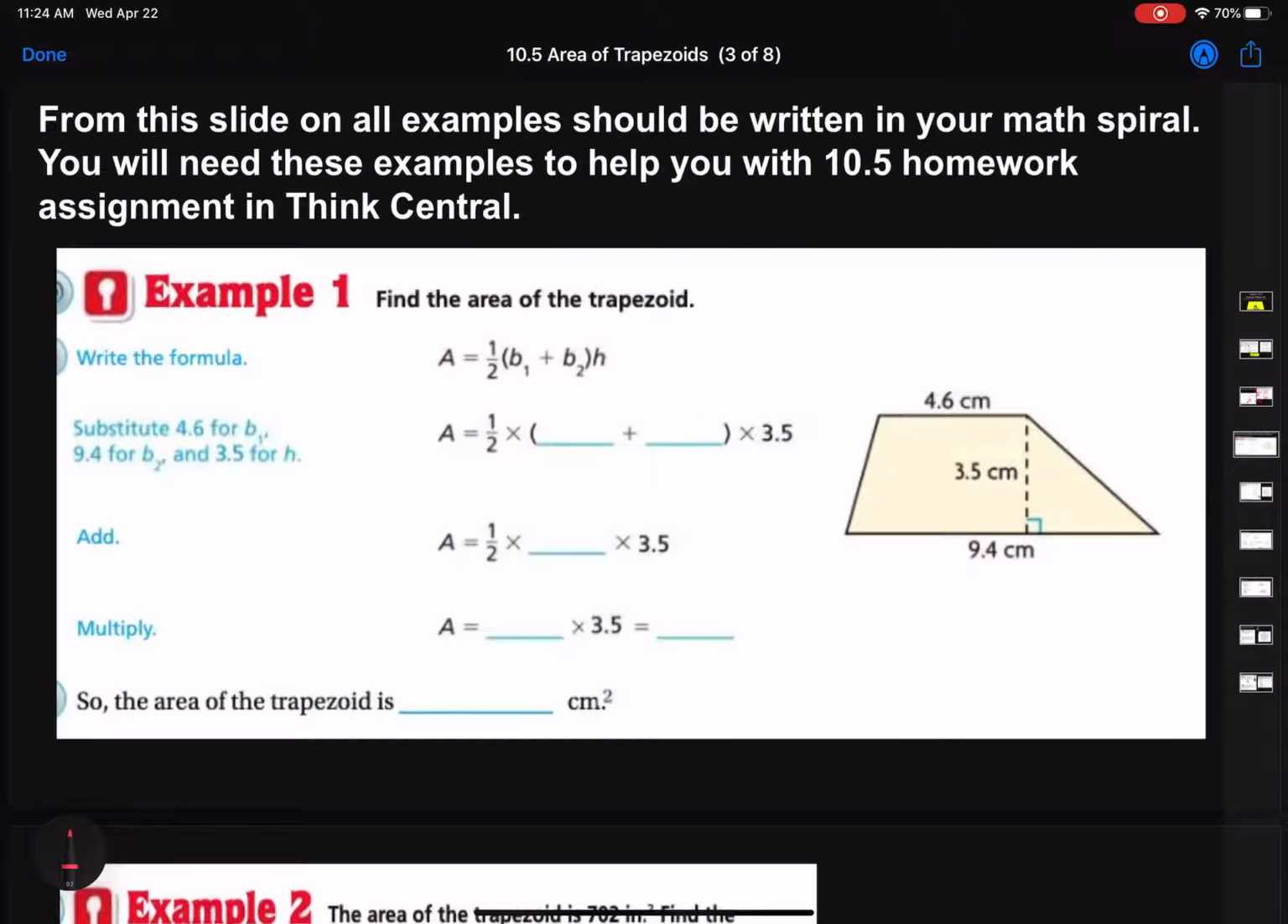And the next one, so now you really need to start putting these in your notes if you haven't put them in your notes yet, because you need to start practicing, so you'll be ready to do the homework in Think Central.